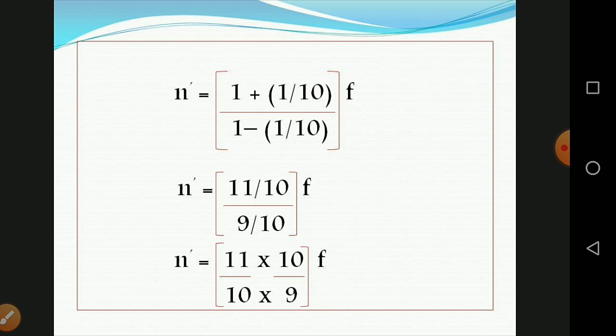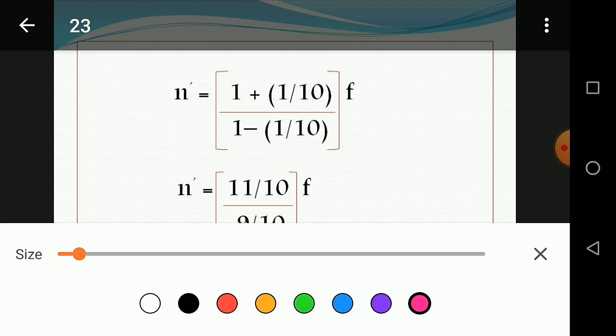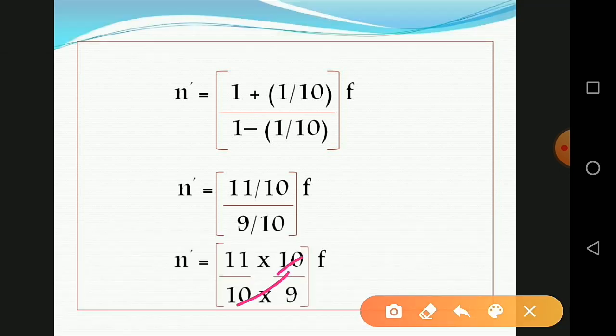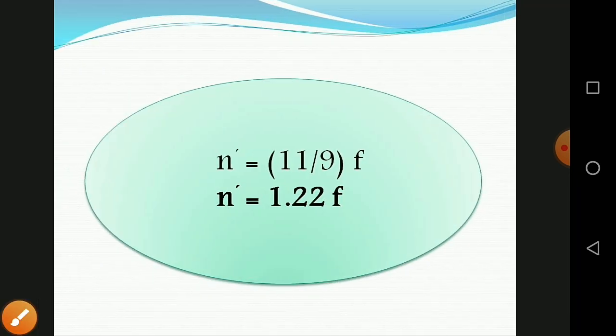So 11 divided by 10 into 10 divided by 9. The 10s and the 10s are cancelled. So n' is equal to 11 divided by 9 into f. The value of 11 divided by 9 is 1.22. So n' is equal to 1.22 f.